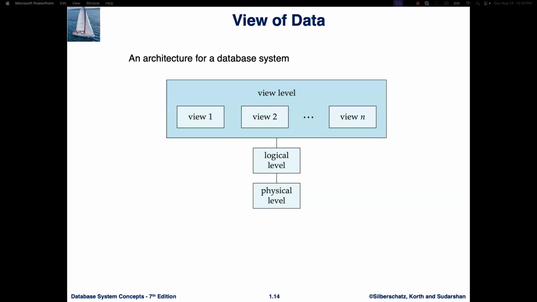Security and abstraction. Users can interact with the database through views that abstract away unnecessary details, ensuring data security and making it easier for users to work with the data they need. Optimization. Each level allows optimization specific to its concerns. The physical level can be optimized for storage efficiency, while the logical level can be optimized for the data relationships and integrity.